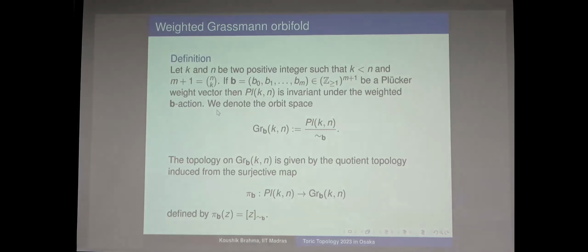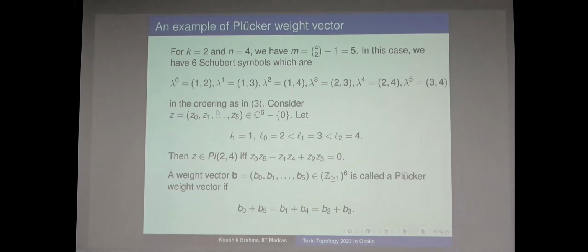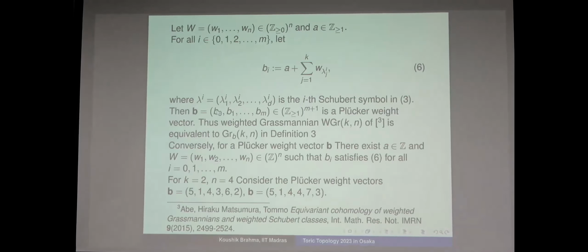But is the converse also true? For any GRBKN, does there always exist some W and A such that Bi can be expressed by equation 6? The answer is yes, we can find some W and A, but this W is in Z to the power n. It may not be non-negative integers, and A also may not be positive integers.